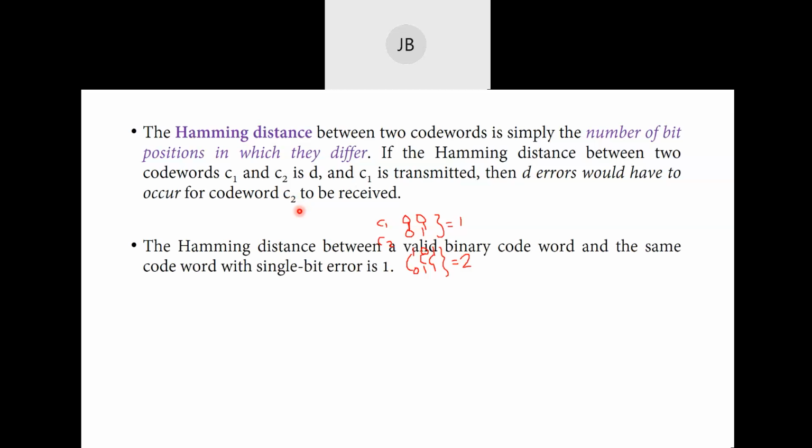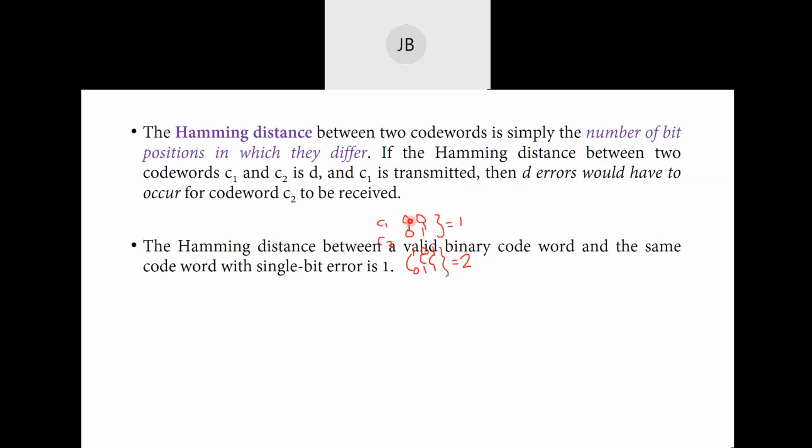The Hamming distance between a valid binary code word and the same code word with a single bit error is 1. For example, when we have 2 bits, what different combinations can we have? 0 0, 0 1. So in this case, what is the Hamming distance? The Hamming distance is 1.